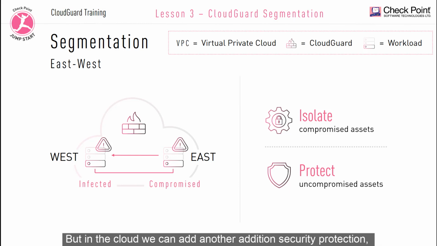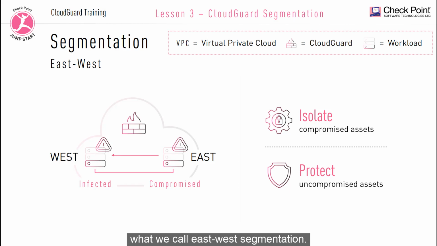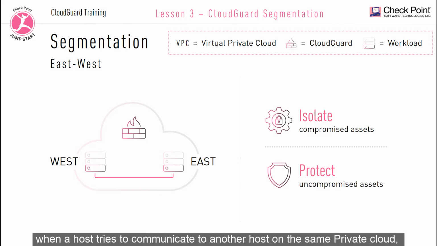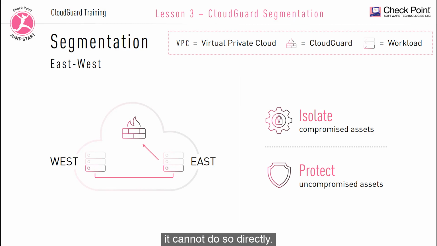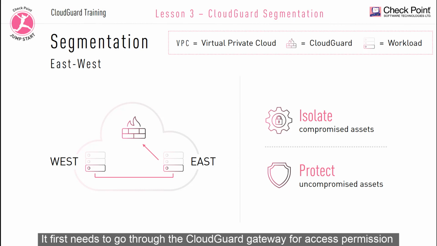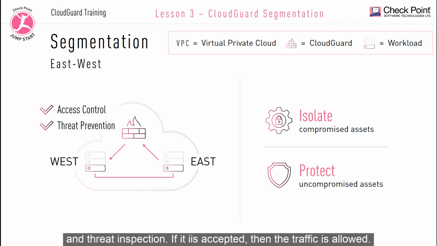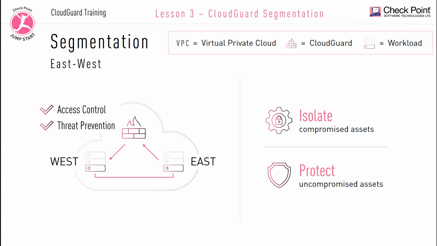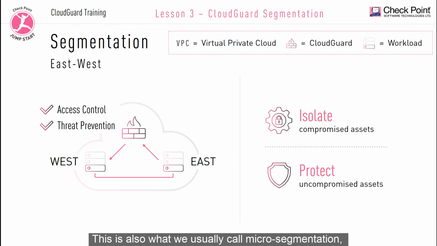But in the cloud, we can add another additional security protection, what we call east-west segmentation. With east-west segmentation, when a host tries to communicate to another host on the same private cloud, it cannot do so directly. It first needs to go through the CloudGuard gateway for access permissions and threat inspection. If it is accepted, then the traffic is allowed. And even if the hosts are directly and physically next to each other in the same subnet, we can still prevent lateral movement in what we call the east-west traffic flow to secure the cloud assets. This is also what we usually call micro-segmentation.